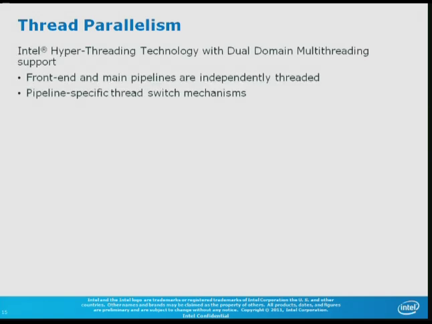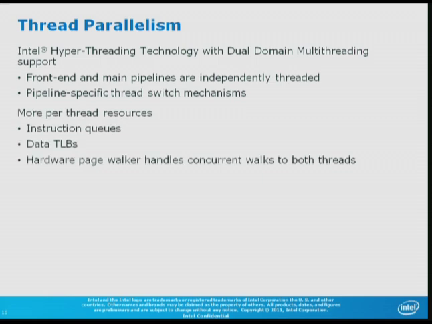So another important aspect of parallelism is thread parallelism. We've spent a lot of time fine-tuning multi-threading on Poulson. The biggest change is the fact that our front-end and back-end pipelines are on separate domains, something we call dual domain multi-threading. And each pipeline has its own thread-specific switch mechanism associated with it. In addition to that, we've looked at a lot of the resources that the threads use and moved them from being shared between threads to thread-specific. The basic example of that is our 96 entry instruction buffer that's actually got 2 copies, 1 per thread.